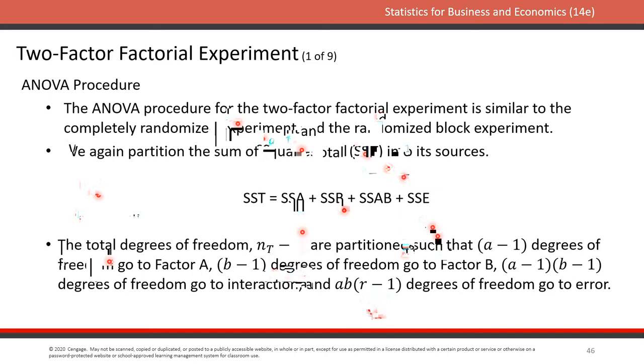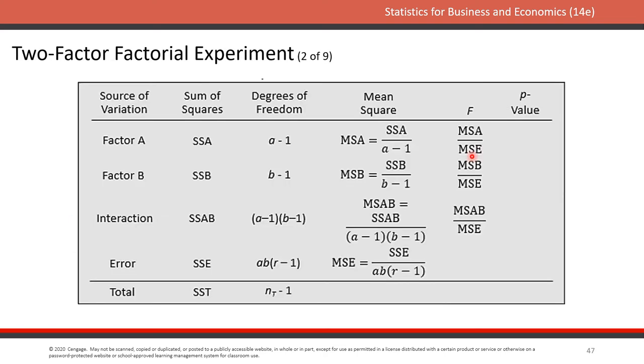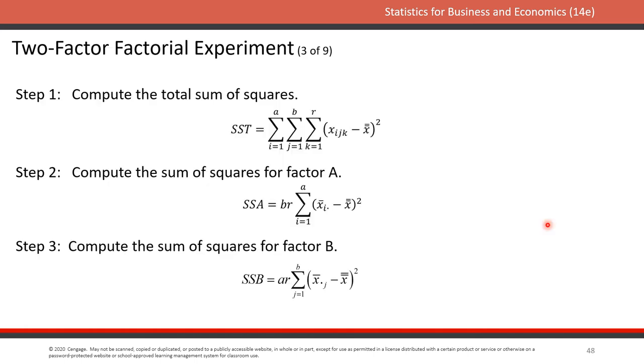Notice that to do a test of factor A, we divide the mean squares of factor A by the mean squared error. To do the test of factor B, we divide the mean squares for factor B by the mean squares for the error, and so on. So the f-tests are just taking the mean squares that you're interested in and dividing it by the mean squared error, and that calculates your f-value, and then you can calculate the appropriate p-value from there.